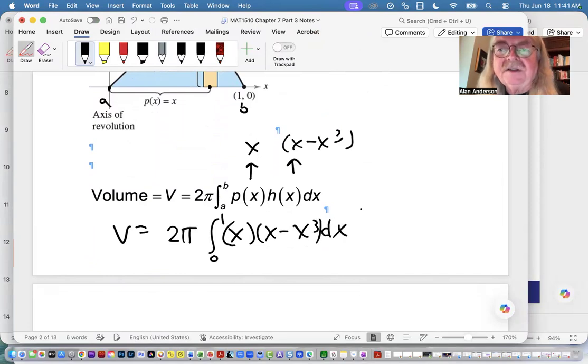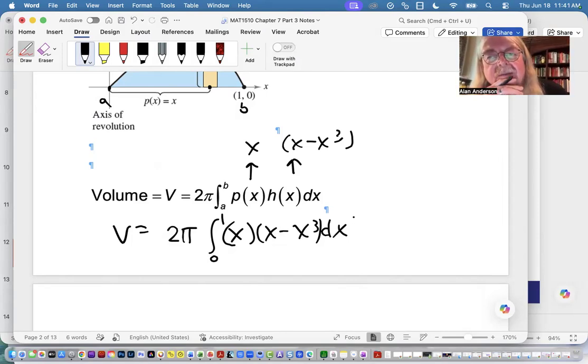Now, this is not a very difficult integral. As long as we're careful, we should have no trouble with it. So what this illustrates is that really with these problems, the biggest issue is setting it up. The integration is nothing by comparison. Setting it up is the biggest headache.